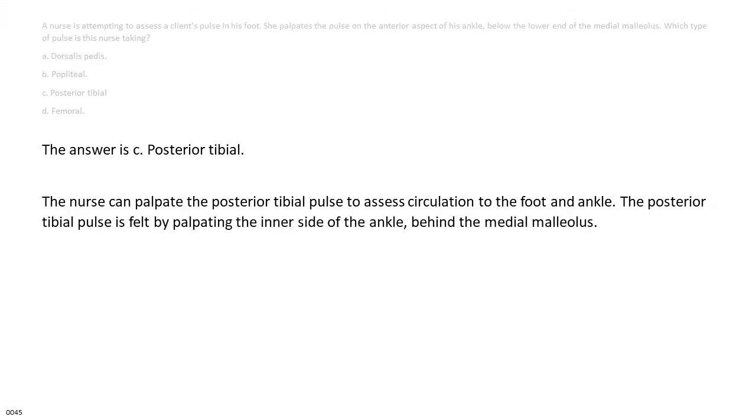The answer is C. Posterior tibial. The nurse can palpate the posterior tibial pulse to assess circulation to the foot and ankle. The posterior tibial pulse is felt by palpating the inner side of the ankle, behind the medial malleolus.